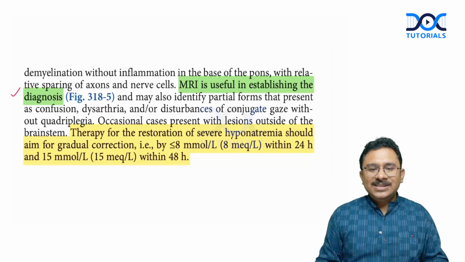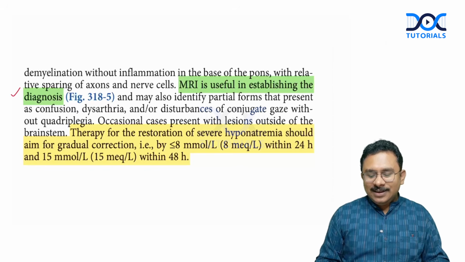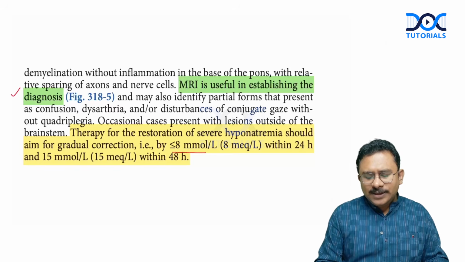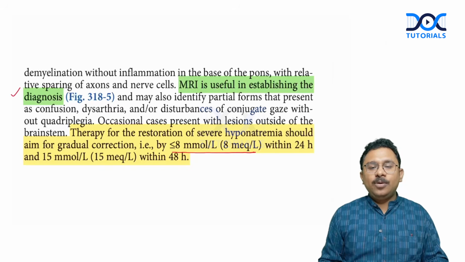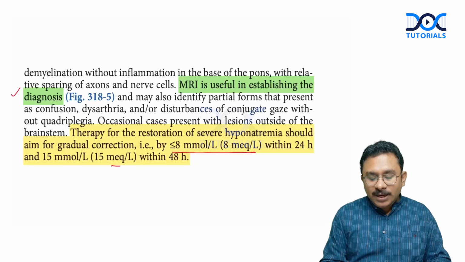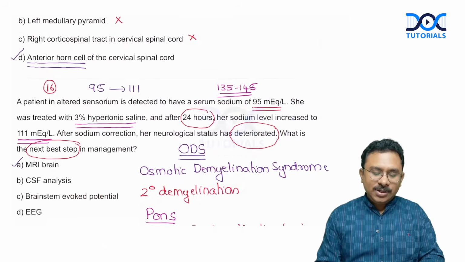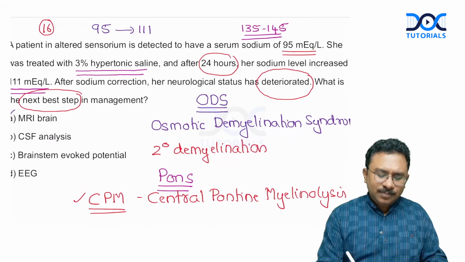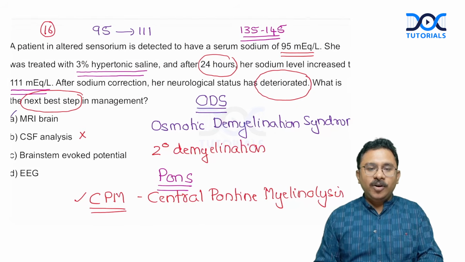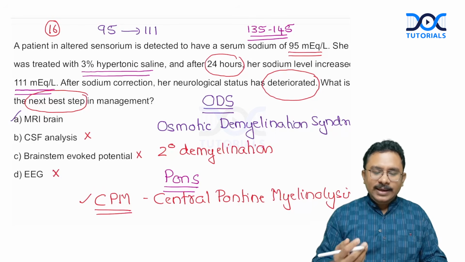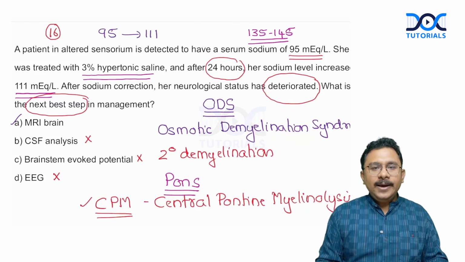So the message from the question, again given in Harrison, is that the therapy for restoration of severe hyponatremia should aim for gradual correction. And they're saying that as far as possible, do not go beyond 8 milliequivalents per liter in a day within 24 hours, and not more than 15 milliequivalents per liter within 48 hours. So aim for a gradual correction. So for this particular question, there is no significant utility in performing a CSF analysis or a brainstem evoked potential or doing an EEG. So the answer will be option A, MRI brain.